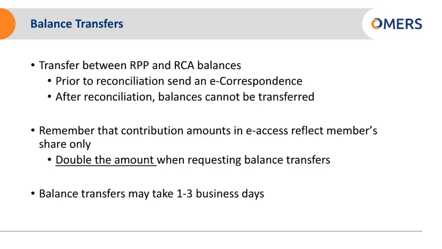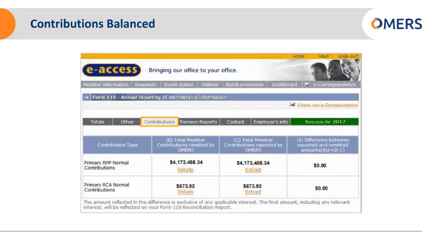For example, if you have an invoice balance of $100 in RCA contributions and a credit balance of $100 in RPP contributions, then you will request to move $200 from the credit balance to the invoice balance. Once the request is sent through e-correspondence, you may continue with your reconciliation review. The actual balance transfer may take anywhere from 1 to 3 business days, but will not hold up the reconciliation process on e-access. Once the funds are moved and the dashboard is refreshed, the Contributions tab will populate the adjusted totals.